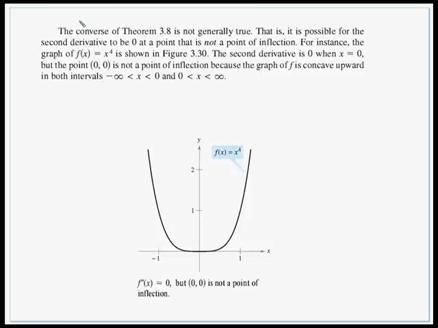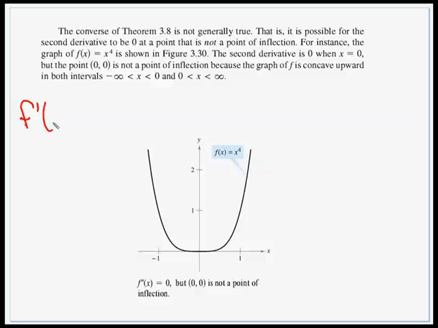All right, an important note here is the converse of this theorem is generally not true. That is, it's possible for a second derivative to equal 0 at a point, but that it is not a point of inflection. For instance, the graph of f of x is x to the fourth. Here it is in the figure. It's an upward opening parabola, but the fourth power makes it a little wider in the middle, as opposed to x squared. The second derivative is 0 when x is 0.